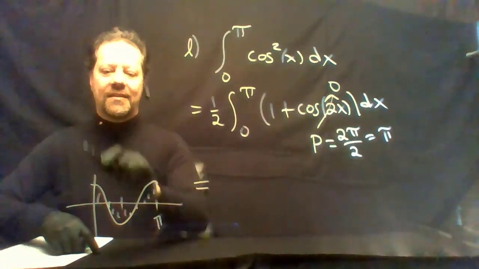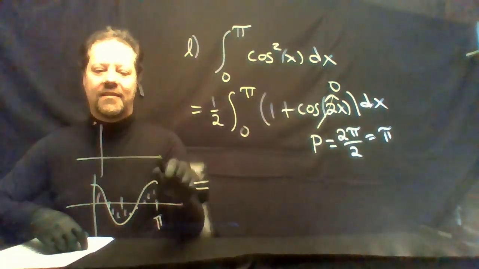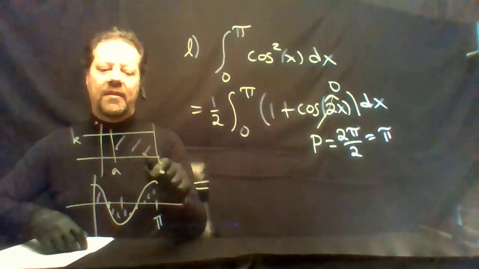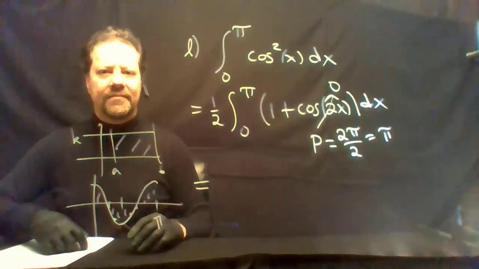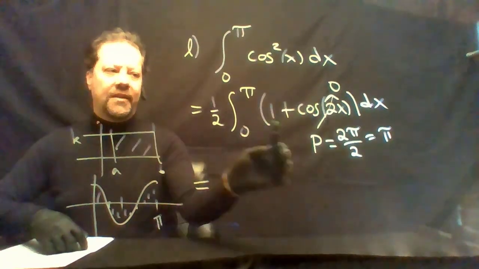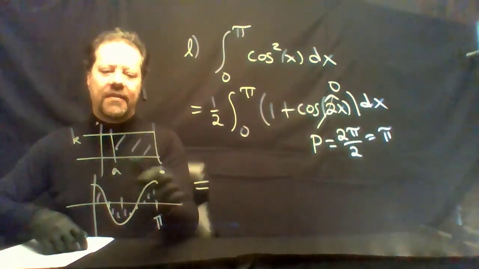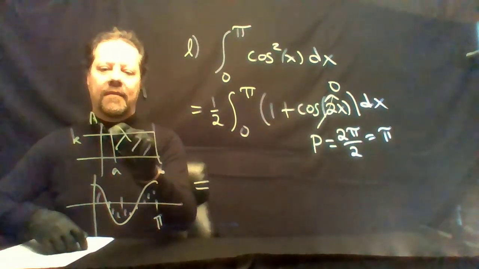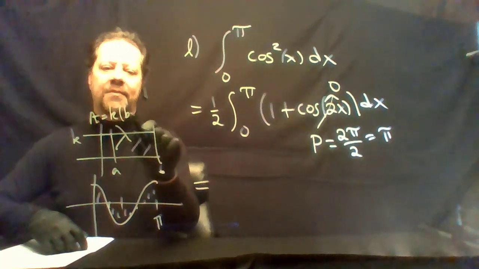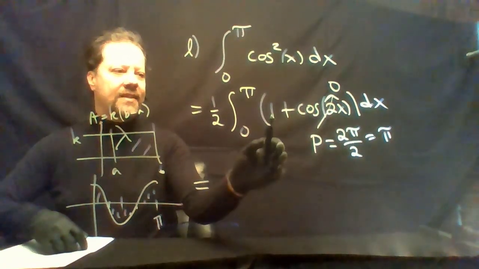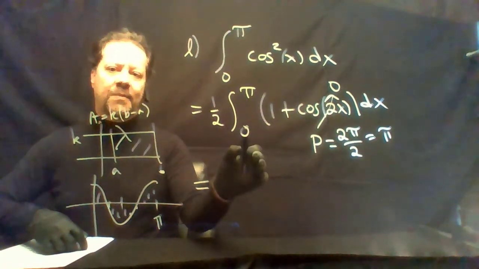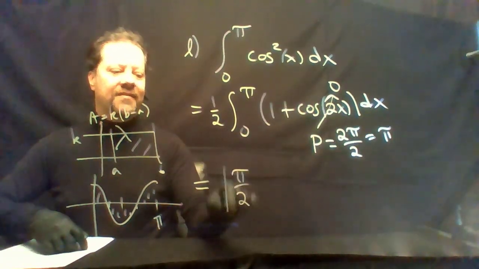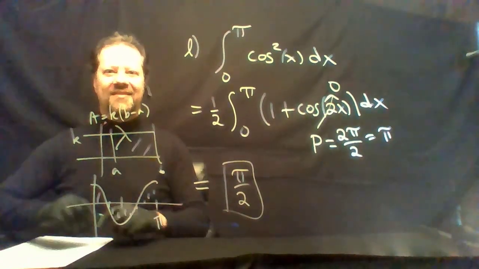If you integrate a constant on some interval a to b, you get the area of a rectangle. The constant that you're integrating is the height. The length of the interval is the width. So the area is k times b minus a. In this case, we have 1 times pi, and then times 1/2. The answer is pi over 2.